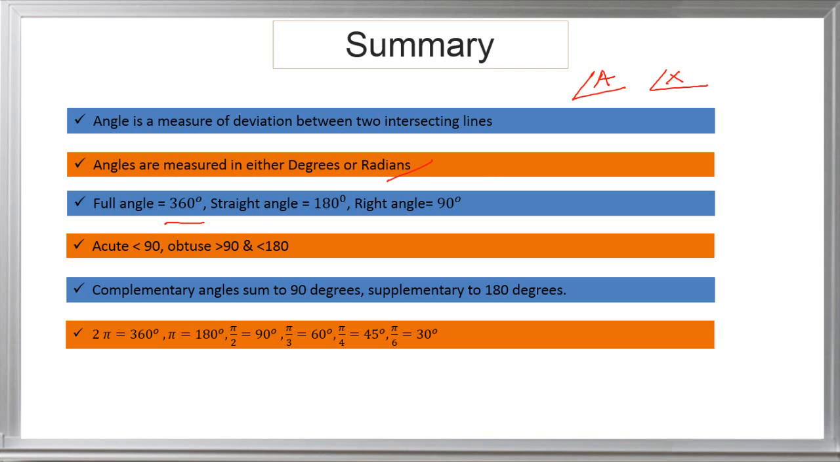Full angle is 360, straight angle is 180, right angle is 90. Anything less than 90 is acute. Between 90 and 180 it's called an obtuse angle. Complementary angles add up to 90, supplementary angles add up to 180. And looking at radians, you can convert and find out the remaining angles. Let's say pi by 2 is 90, pi by 4 is 45, and so on.